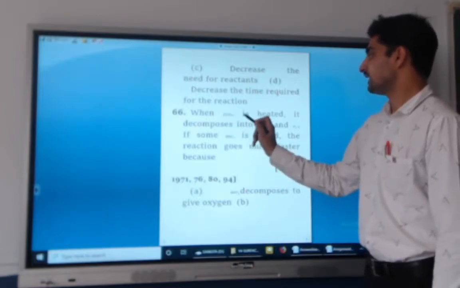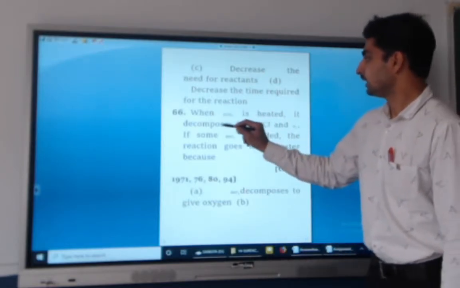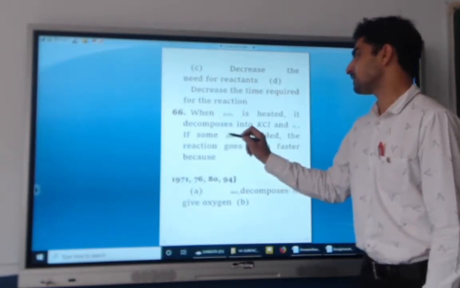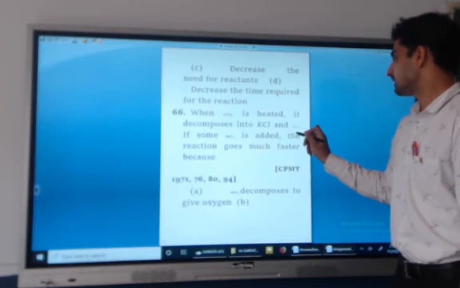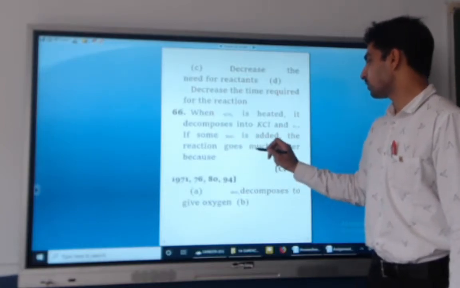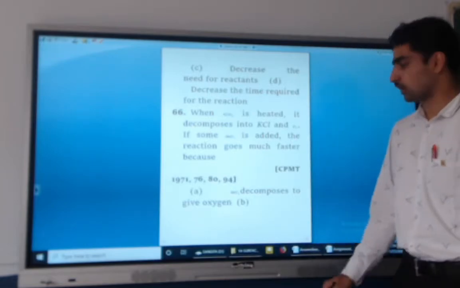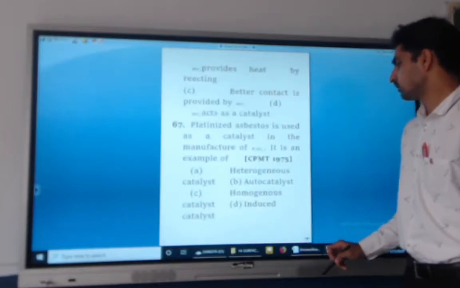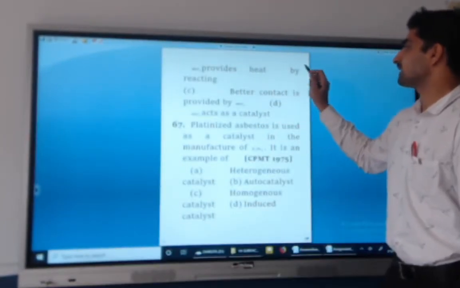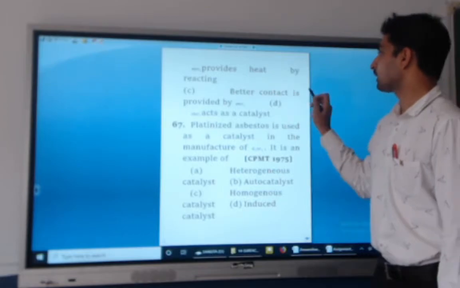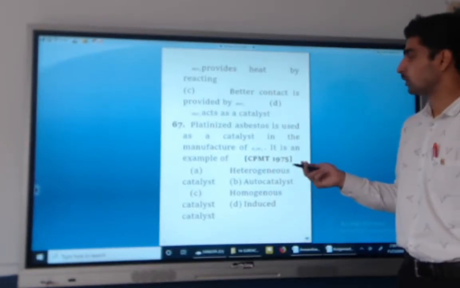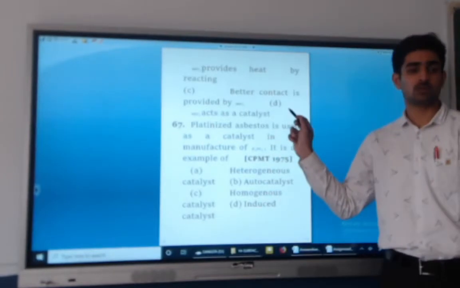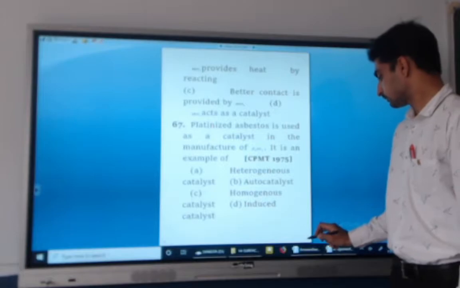Next, when KClO3 is heated, it decomposes into KCl, potassium chloride, and oxygen. If some MnO2, manganese oxide, is added, the reaction goes much faster because: option A, MnO2 decomposes to give oxygen? No. Option B, MnO2 provides heat by reacting? No. Better contact is provided by MnO2? No. MnO2 acts as what? A catalyst. So the answer is MnO2 is acting like a catalyst.